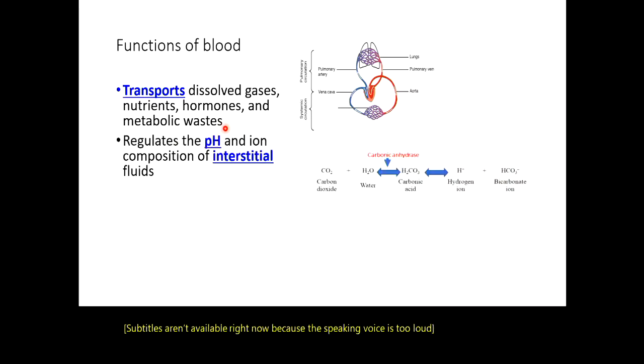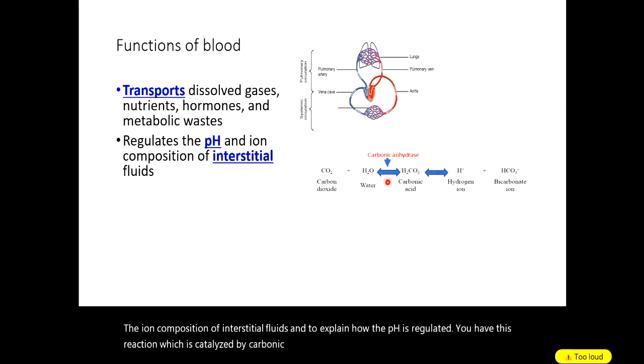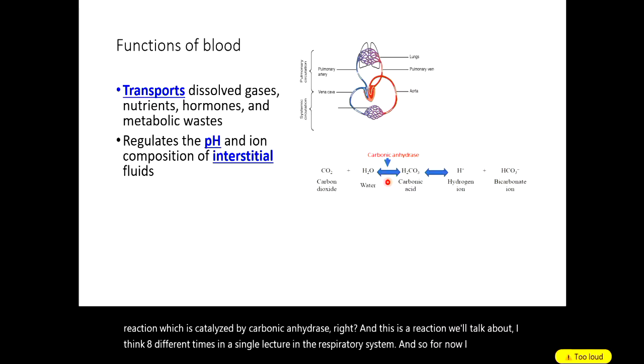The next function is that blood can also help regulate the pH and the ion composition of interstitial fluids. And to explain how the pH is regulated, you have this reaction which is catalyzed by carbonic anhydrase, right? And this is a reaction we'll talk about, I think, 8 different times in a single lecture in the respiratory system, and so for now I don't want to spend any more time on this, right?